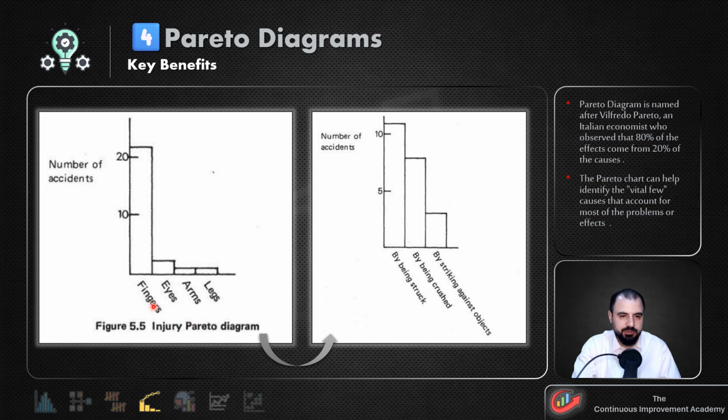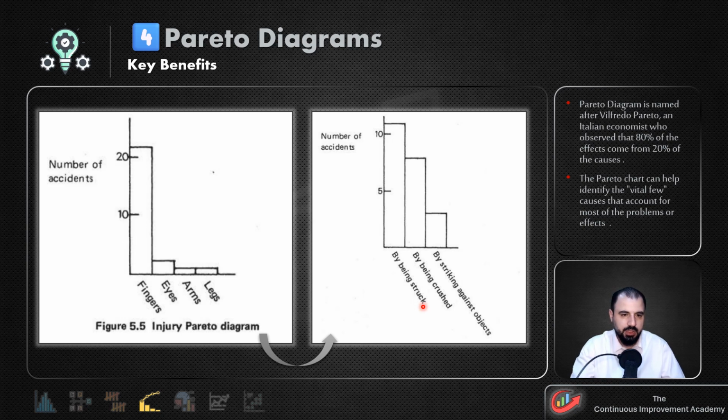I can deep dive inside finger issues by drawing a Pareto diagram only for fingers, and here we can identify the causes. So here this is the first cause, second cause, and this is the third cause, and I should be focusing on the first cause first because it is the one that is more contributing to my issues.